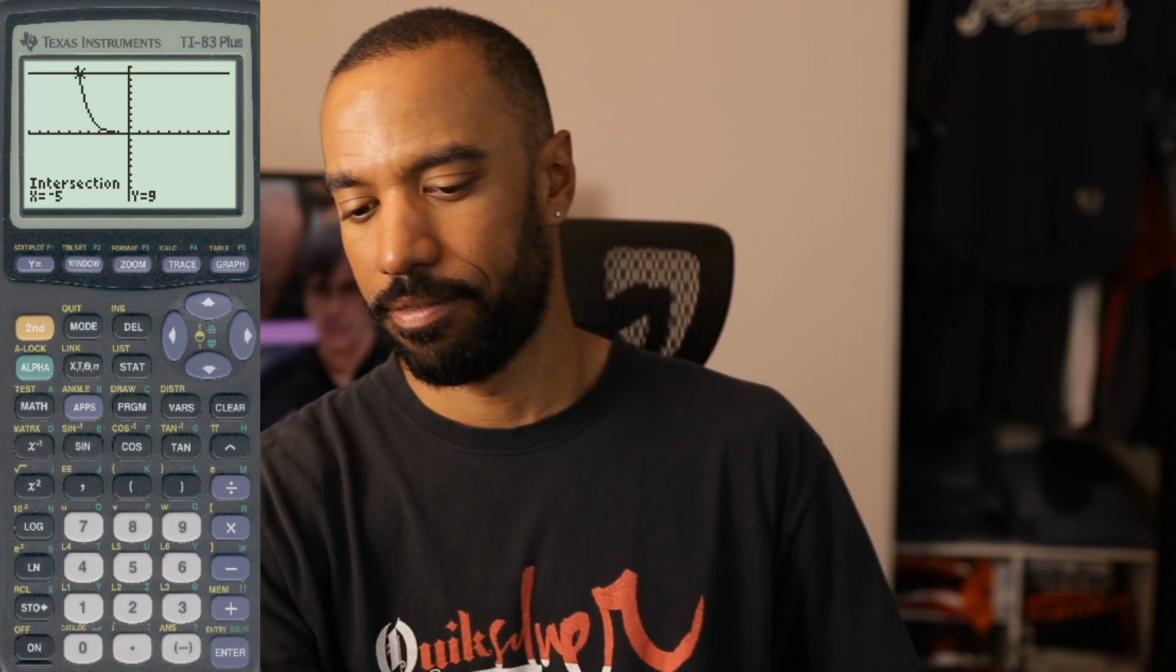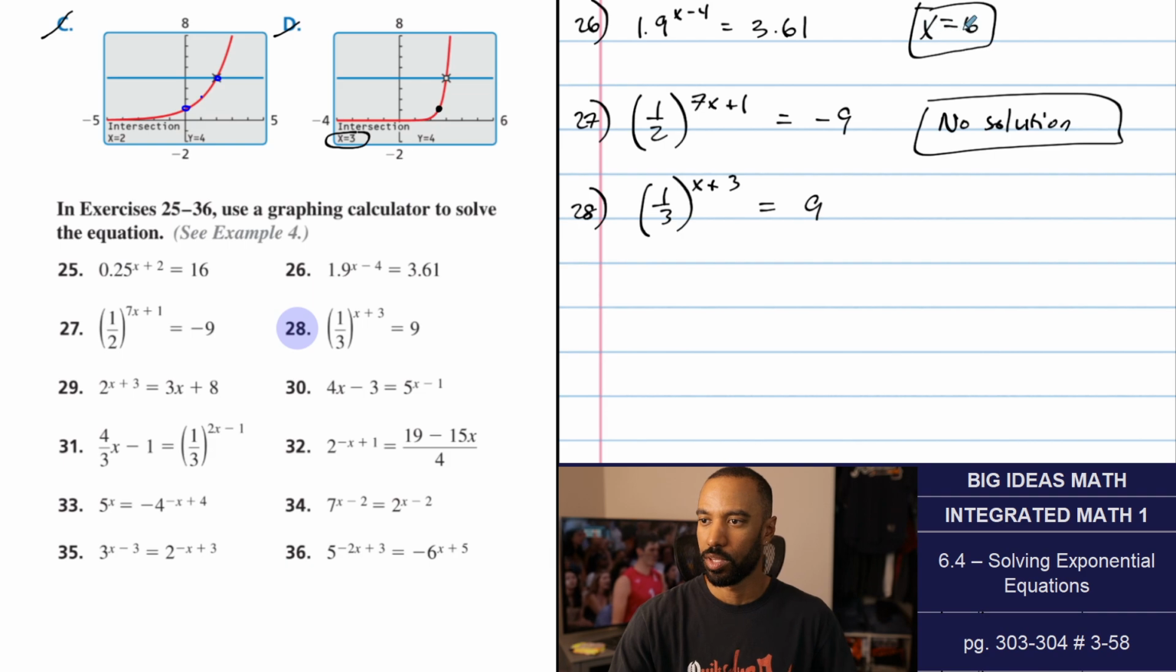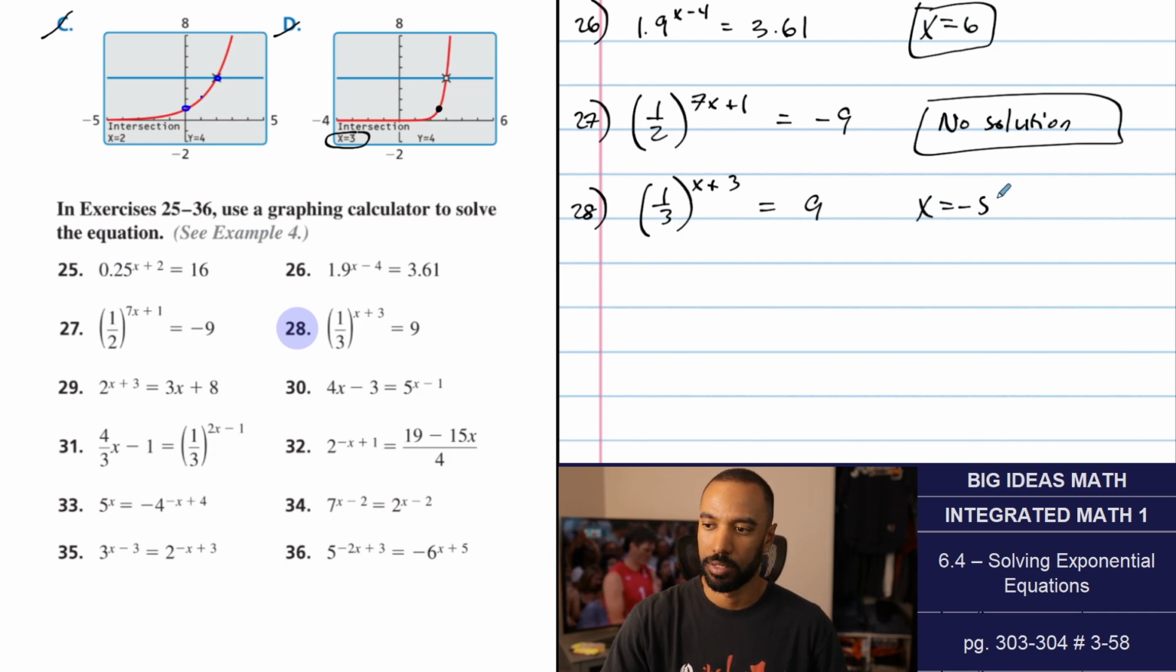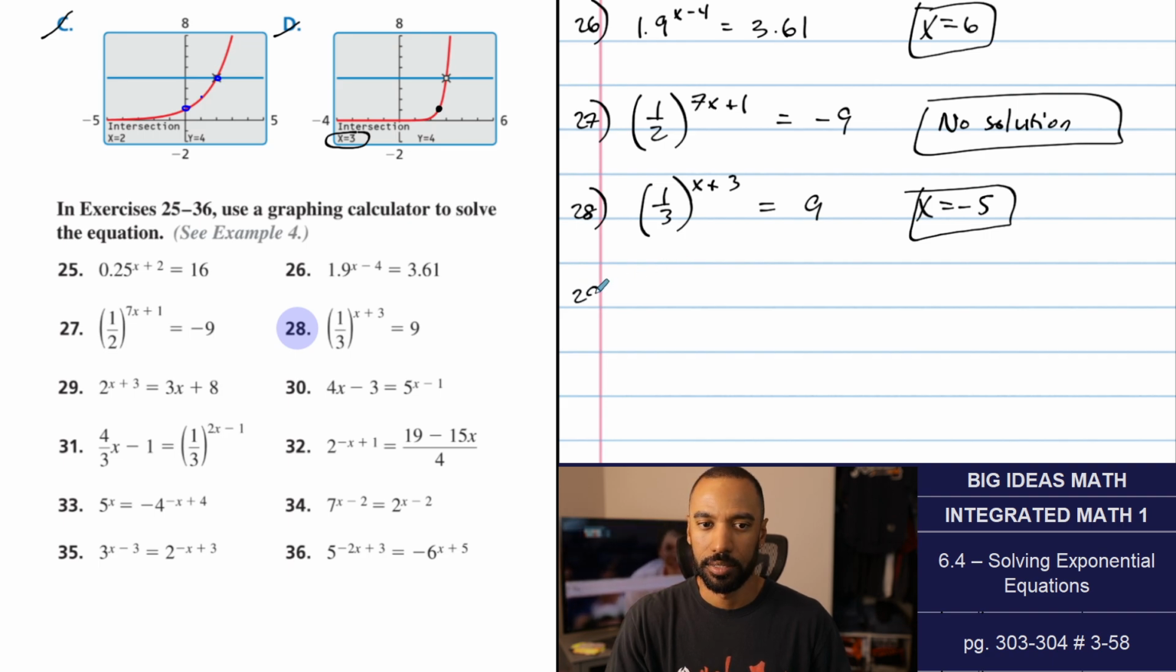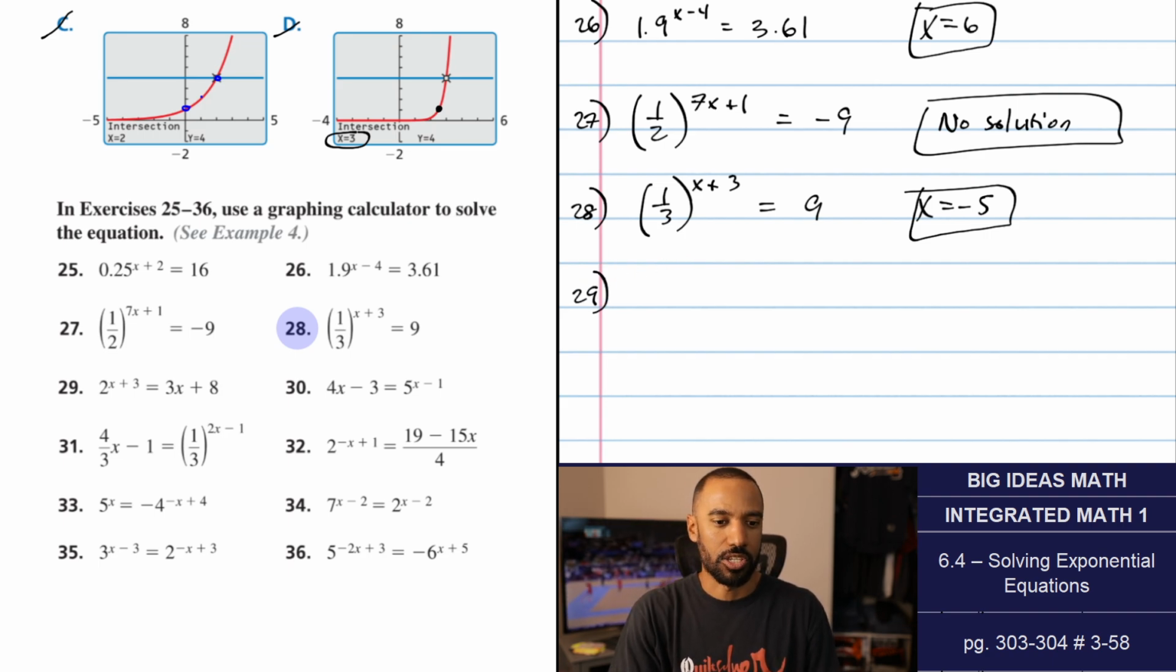Let's see this one. x equals -5. Good thing we're not here to eyeball it. Okay, number 29. 29 is among those that I would not do by hand, personally.